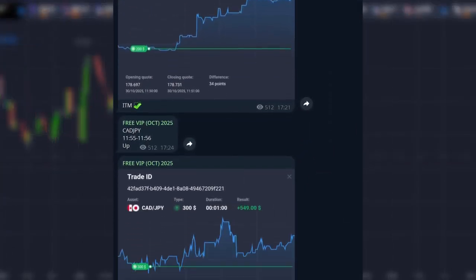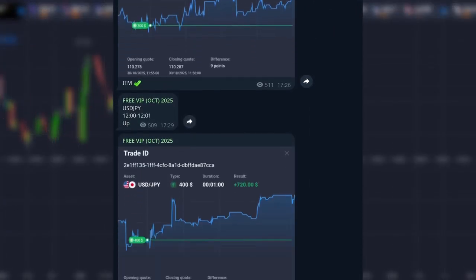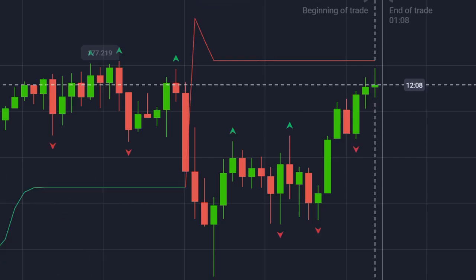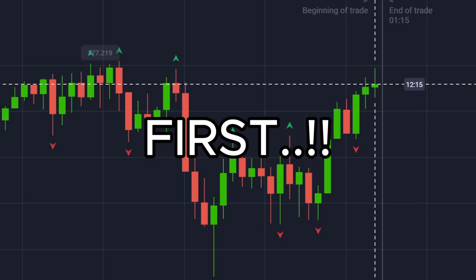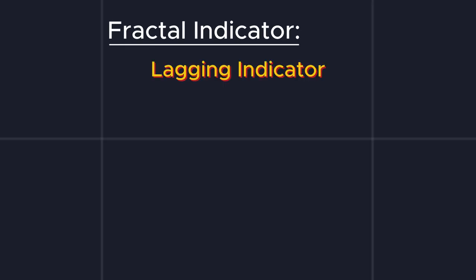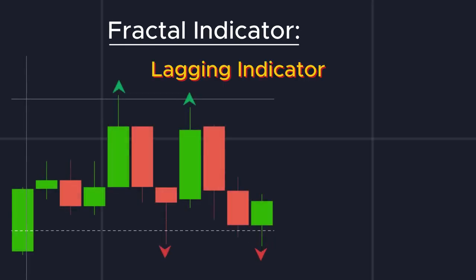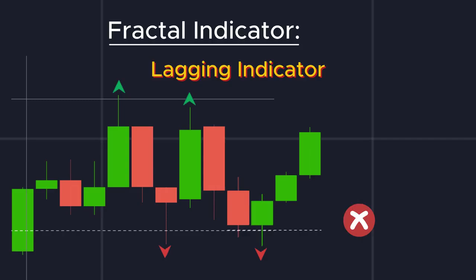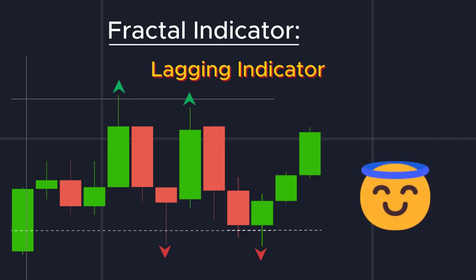Today we're checking out a simple but powerful trading setup, a 1-minute strategy using the fractal indicator, together with the Supertrend. So first, what exactly is a fractal indicator? It's actually a lagging indicator, because a fractal only gets confirmed after 2 more candles form on the right side. That's why it appears a bit late. It doesn't predict reversals, it confirms where they've already happened. But that's the beauty of it.